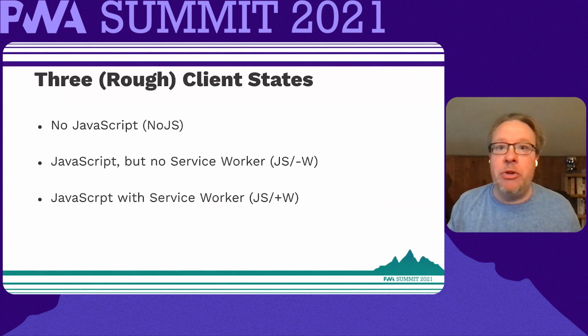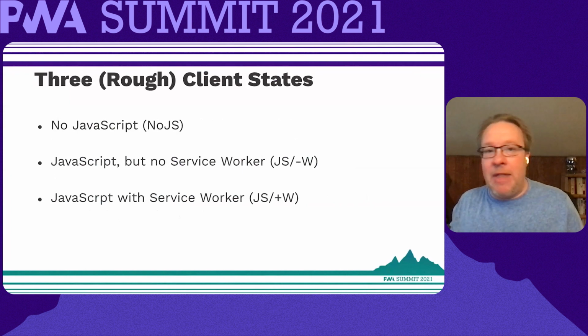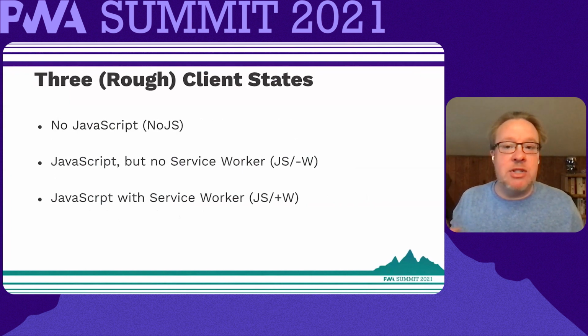So the first is the simple no JavaScript state. And again, that doesn't necessarily mean that someone has switched off JavaScript. It doesn't necessarily mean that their browser is incapable of running JavaScript. It could mean that the network connection is so poor that, yes, we built this wonderful service worker, we've got this great manifest file, we've got all these things, the network is just not strong enough to pull those things down.